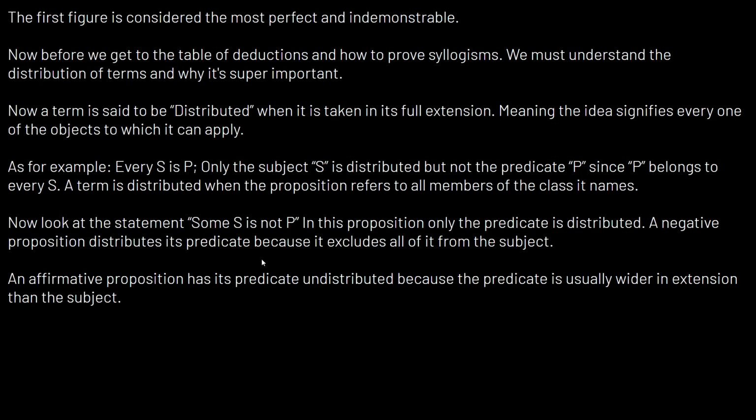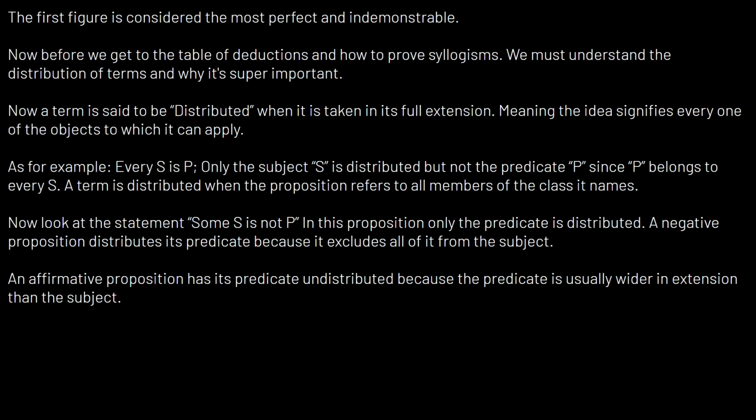So before we get into the table of deductions and how to prove syllogisms, we have to understand the distribution of terms and why it's actually important. Now, a term is said to be distributed when it is taken in its full extension, meaning the idea signifies every one of the objects to which it can apply. For example, if I say every S is P, only the subject S is distributed, but not the predicate P, since P belongs to every S.